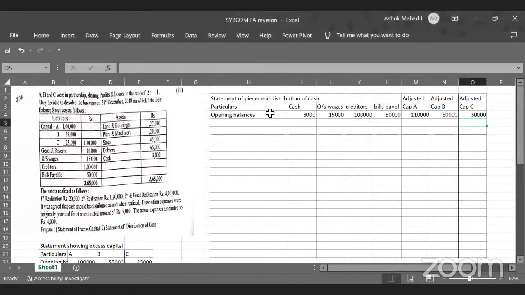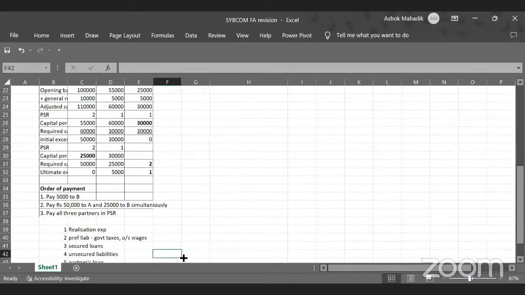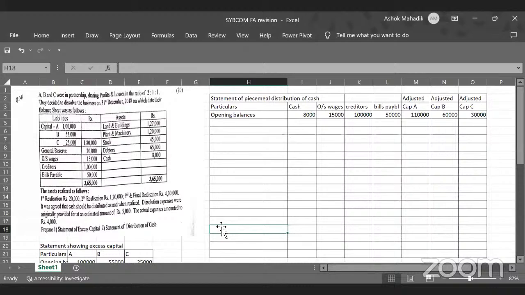So step 1 is write the opening balances that we wrote. Clear? Now read the adjustment. I told you that first of all you have to keep aside money for realization expenses. You remember? I have given you the order. In that order, first item is realization expense. You can see here. This is the very first thing you have to do. You have to keep aside money for realization expenses.